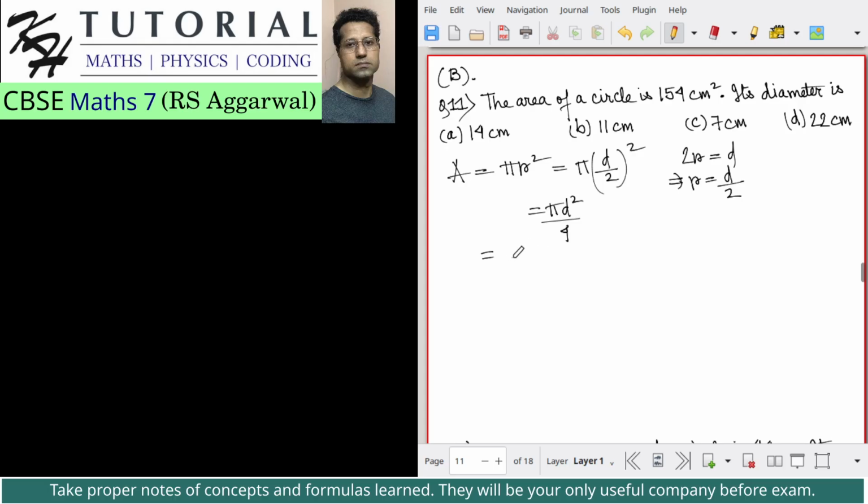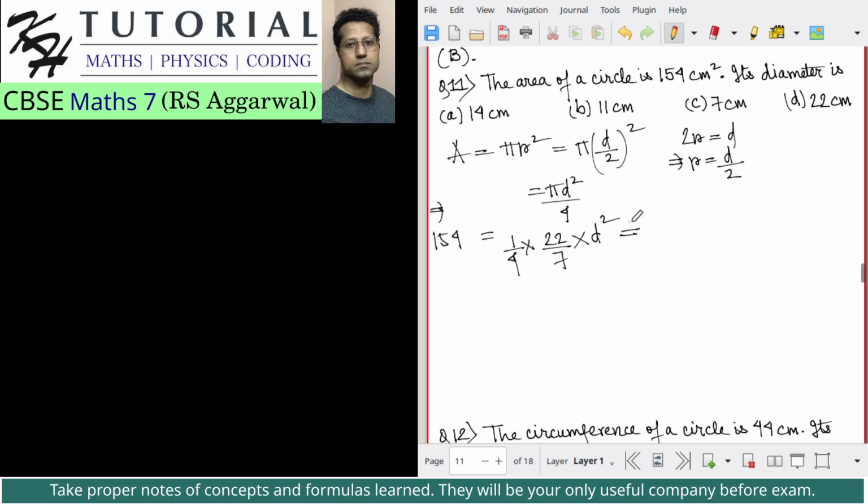So we have 1/4 of pi d square. Pi is 22 by 7, and we have to find d. The area of the circle is given, which is 154. So we have 154 equal to 1/4 multiplied by 22 by 7 multiplied by d square. So d square will be equal to 154 multiplied by 4 multiplied by 7 divided by 22, this much centimeter square.